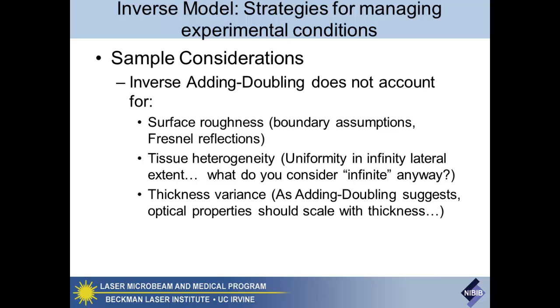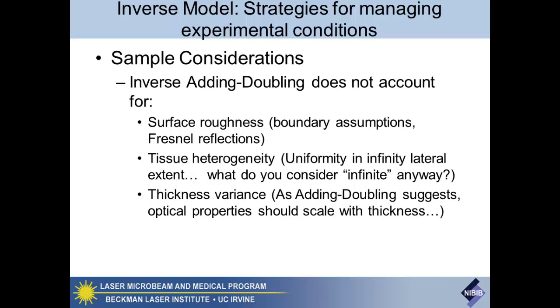And thickness variance. As adding-doubling suggests, optical properties should scale with thickness. So if you have something that has variance in the actual thickness, when it calculates the optical property, those errors will propagate.